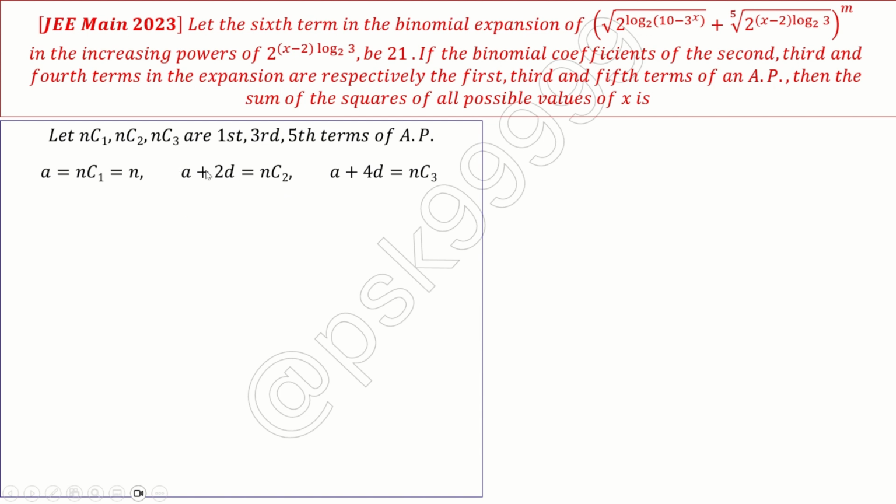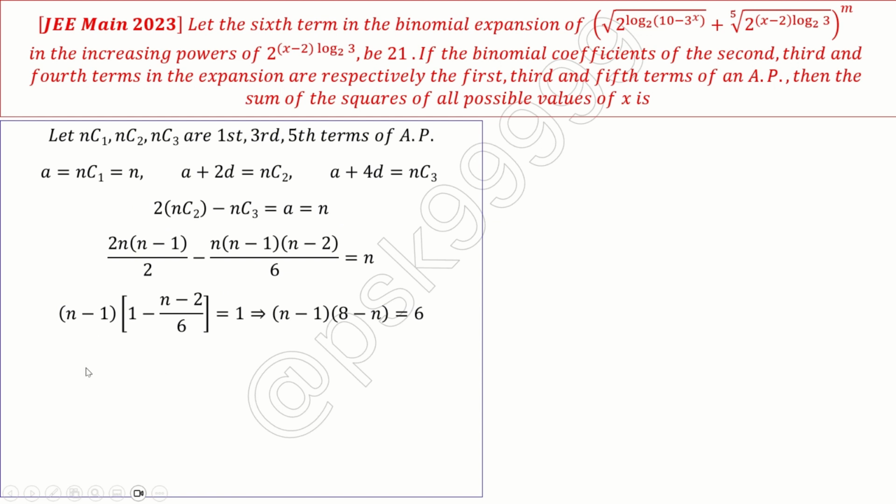Now if I want to eliminate D and make an equation of this, this is nothing but 2 times NC2 minus NC3, correct? 2 times this value minus this is equal to this value, correct? So 2 times NC2 minus NC3 equals A, which is nothing but N. I can actually solve this one. Simplify this and solve it for N. What I will get is N equal to 2 and 7.